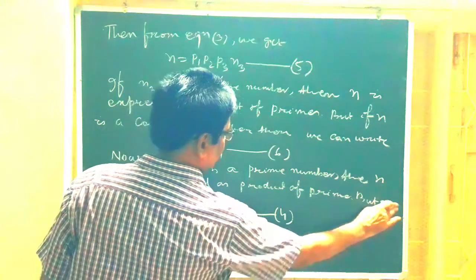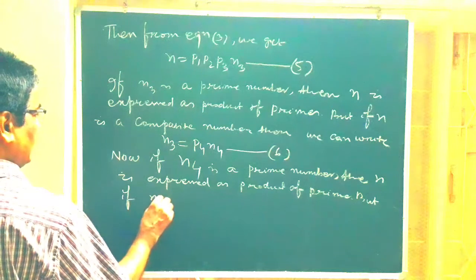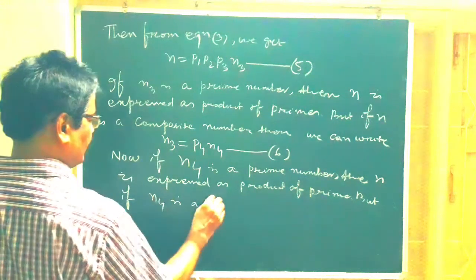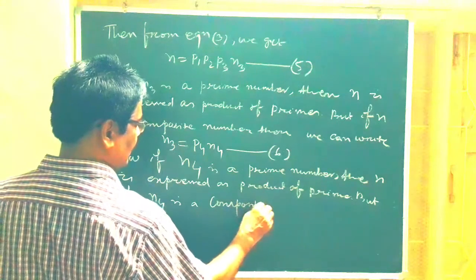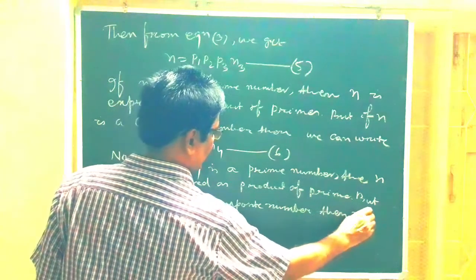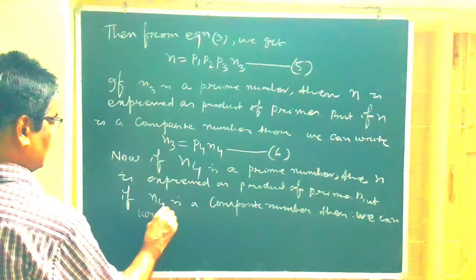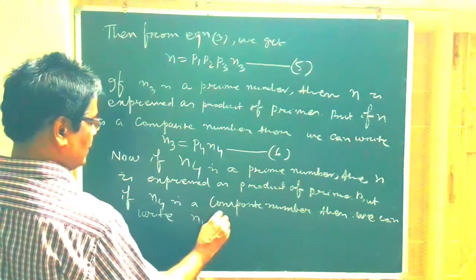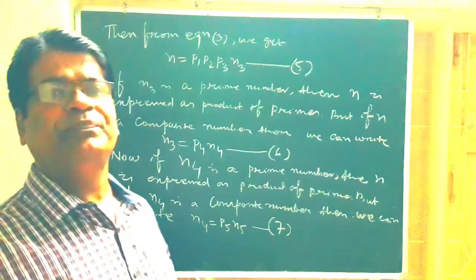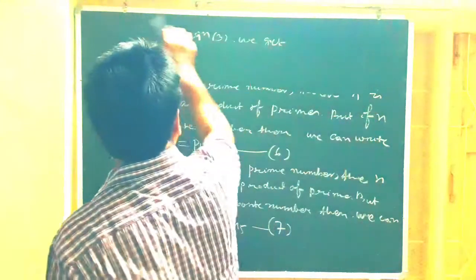But if N4 is a composite number, then we can write N4 is equal to P5 N5. And this process will continue.